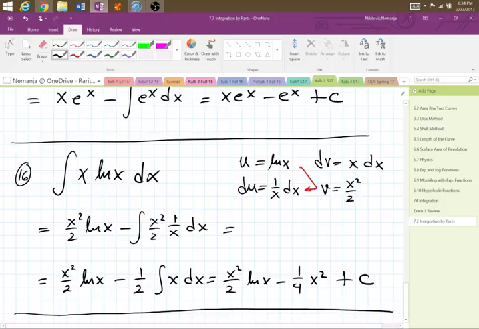What was the hurdle earlier? We didn't know what the integral of ln x was. So we couldn't do our favorite way, which is pick the polynomial function to be u. All right, so let's figure out what the integral of ln x is.